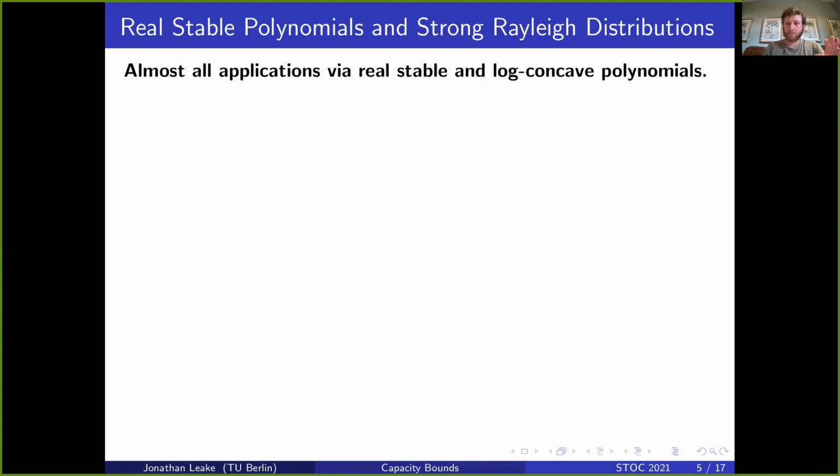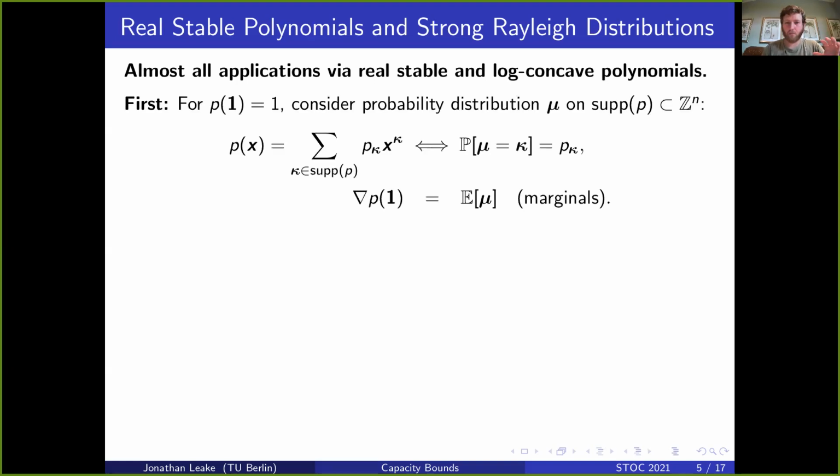So the first thing I'm going to say here is just a more general connection that one can make between polynomials and distributions. And it's a very simple idea. You take a polynomial that has non-negative coefficients such that when you plug in the all ones vector, you get 1. And what this is going to mean is that if you expand the polynomial in terms of its coefficients and its terms, the coefficients are all going to sum up to 1. That's exactly what this condition means.